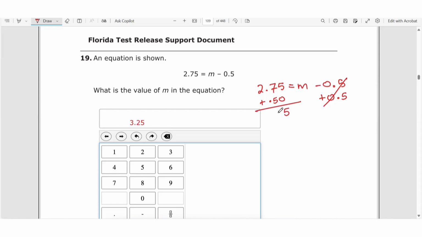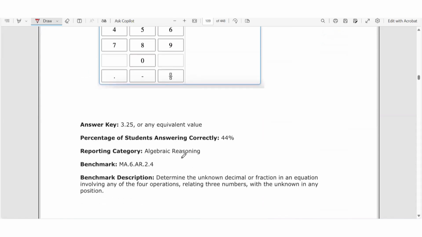So this is going to be a 0, this is going to be a 2, you bring the 1, this is going to be a 3. So we're looking for 3.25 is equal to m. We're going to plug our 3.25 in there, and we're going. Remember, the main thing here, when you're solving, you want to isolate. All right, so we isolated that m. Let's go to question 20.